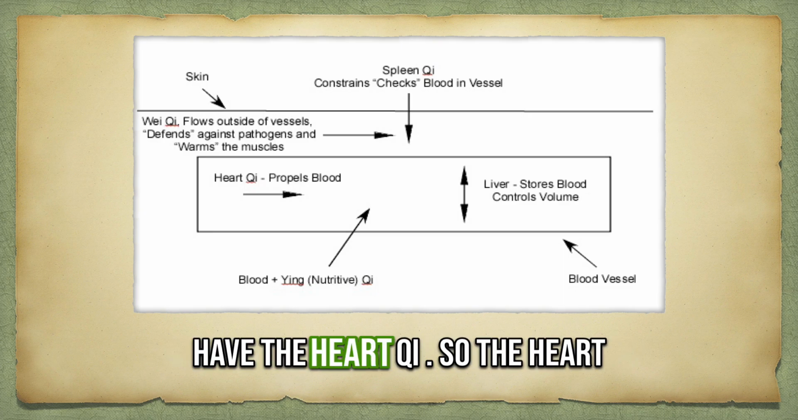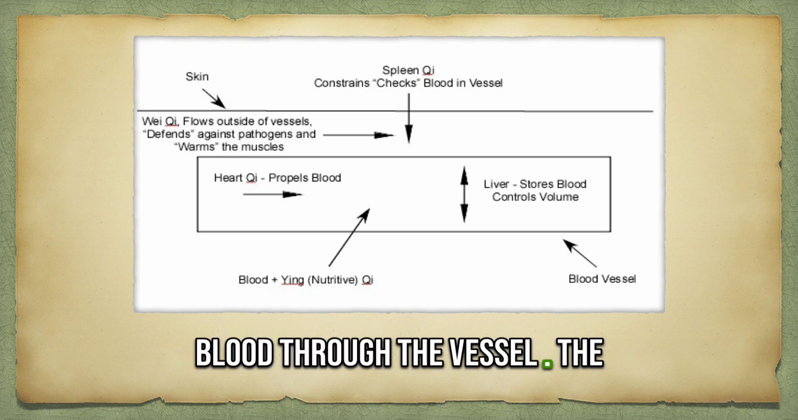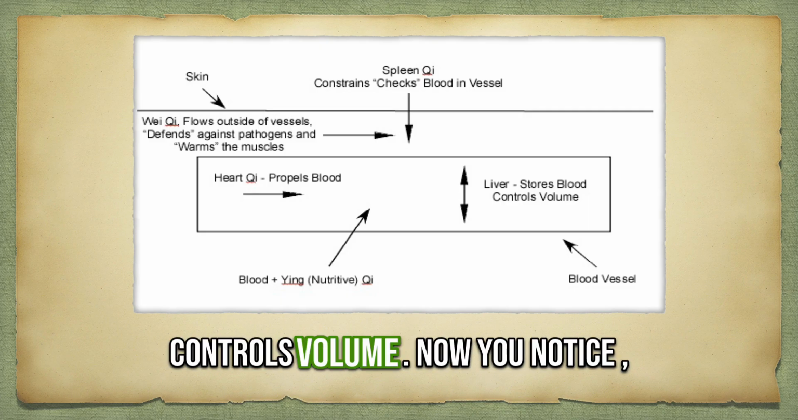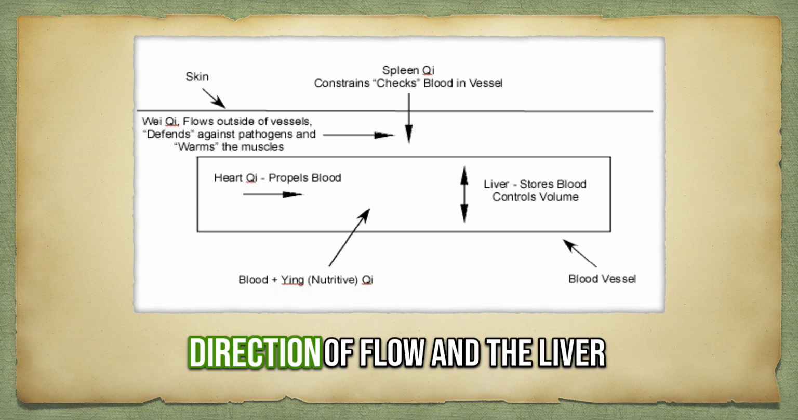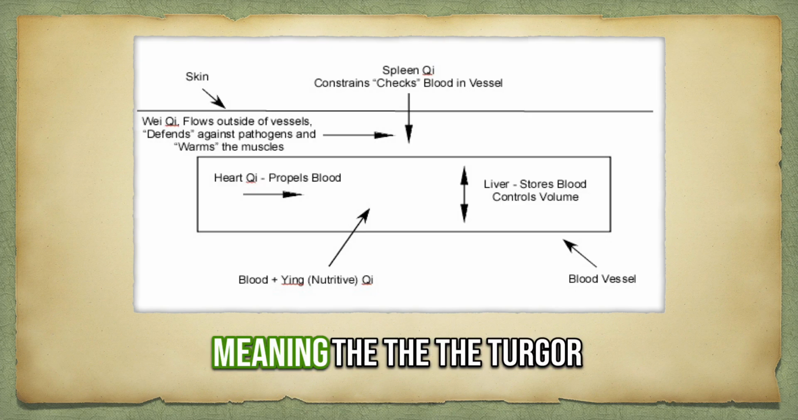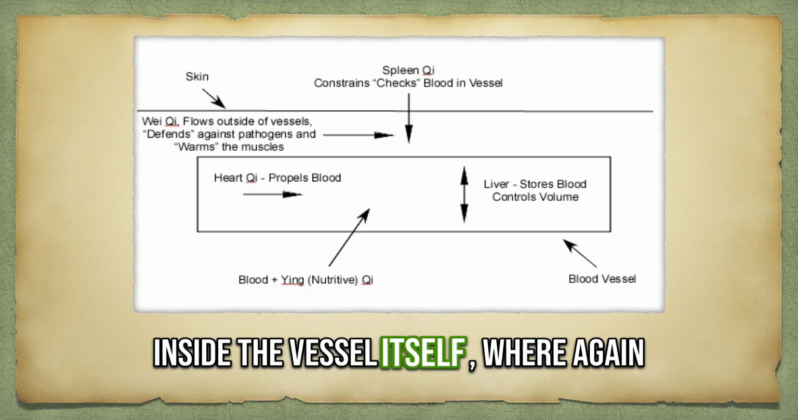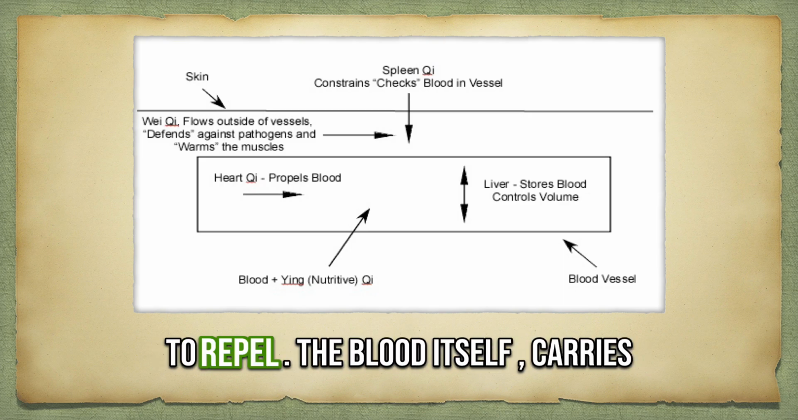So then take something else. For example, you have the heart qi. So the heart basically gives the power to propel blood through the vessel. The liver stores blood and controls volume. Now you notice, in the chart in front of you, the heart gives one direction of flow, and the liver controls another direction, meaning the turgor pressure that the blood has as it's inside the vessel itself, where again the movement is coming from the heart qi, which is giving it its ability to propel.